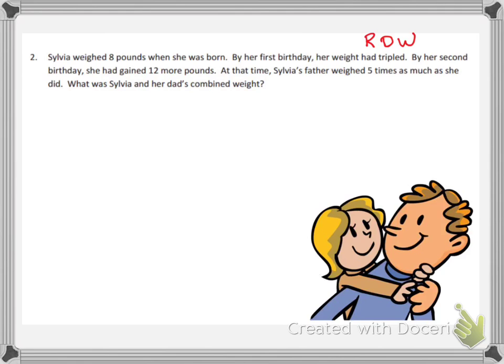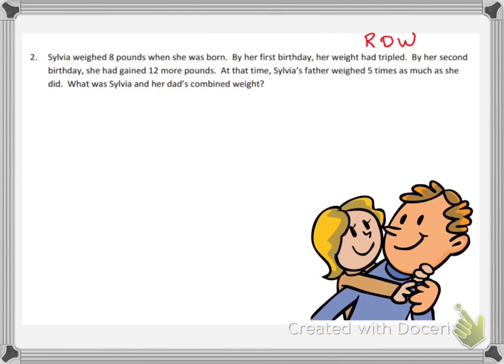Sylvia weighed 8 pounds when she was born. By her first birthday, her weight had tripled. By her second birthday, she had gained 12 more pounds. At that time, Sylvia's father weighed 5 times as much as she did. What was Sylvia and her dad's combined weight? Wow. So this is a lot of information in here. So let's keep persevering along.